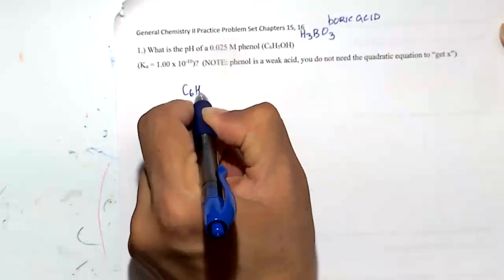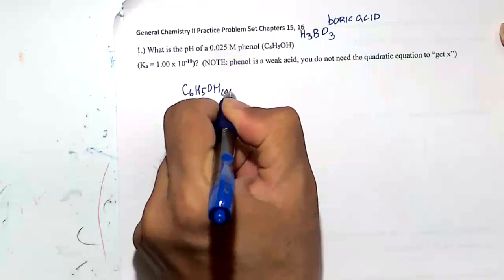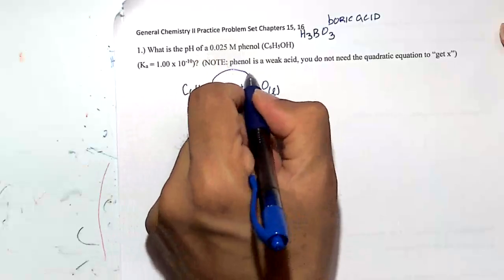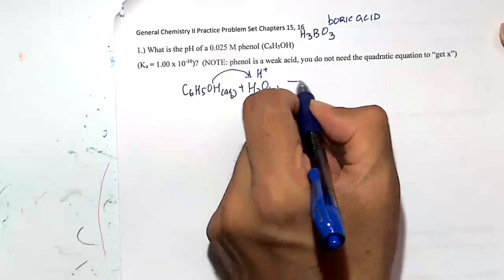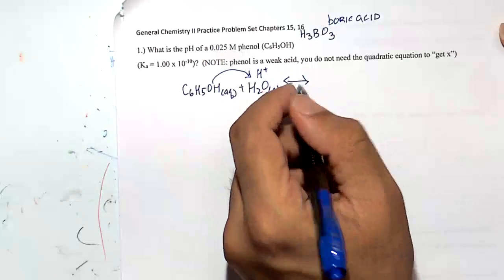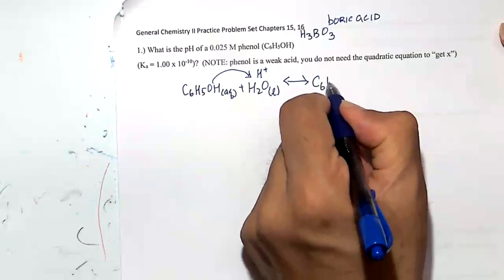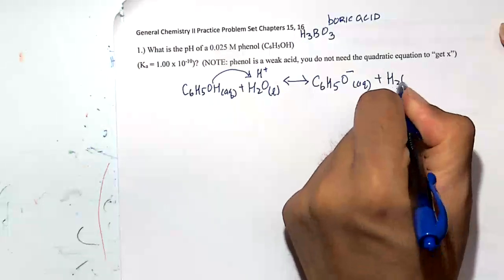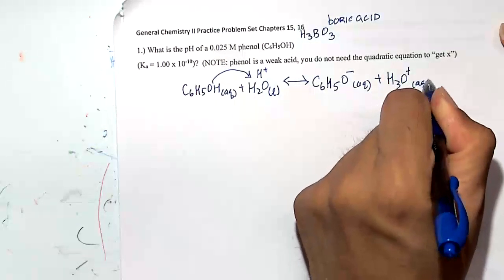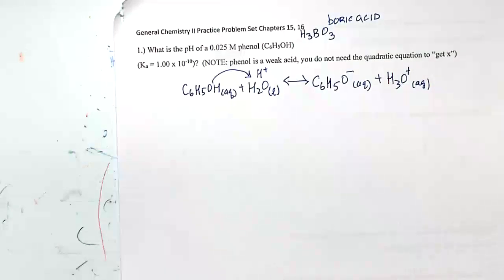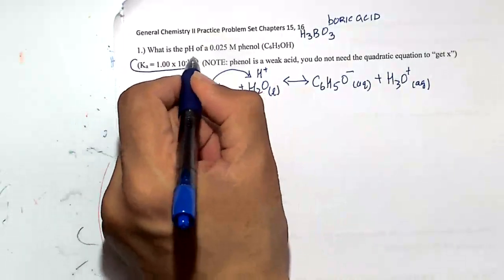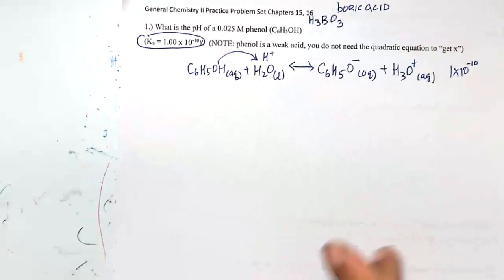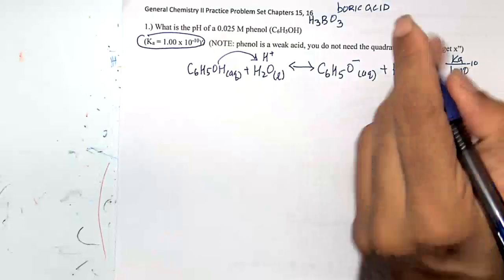The way this works is you're going to write the equation. It's a weak acid. The first thing you want to do is write the Ka for this. What is the Ka? Good. The Ka is 1 times 10 to the minus 10. That's a very weak acid, because 1 times 10 to the minus 10 is such a small number.